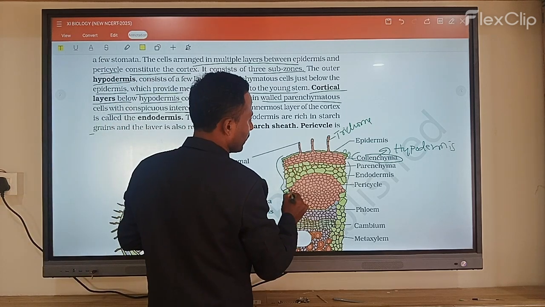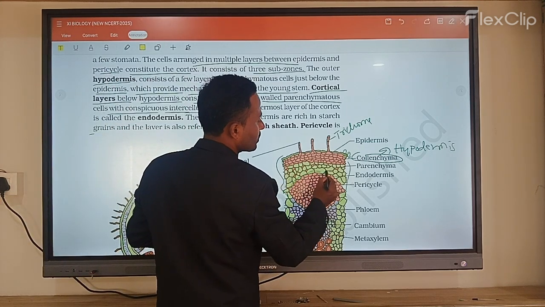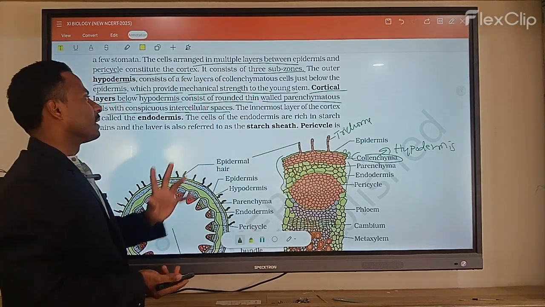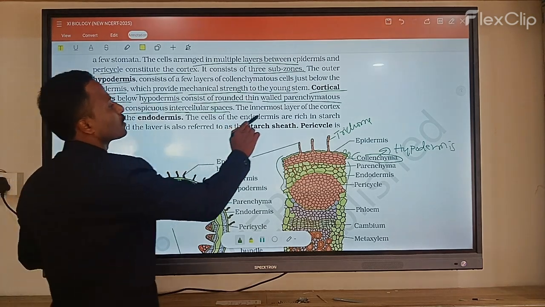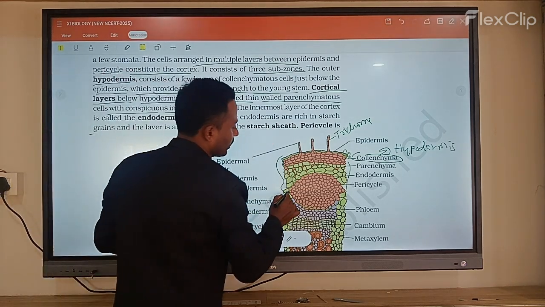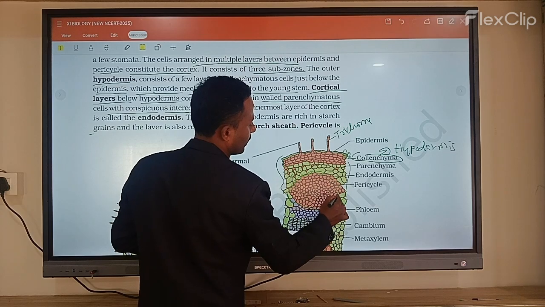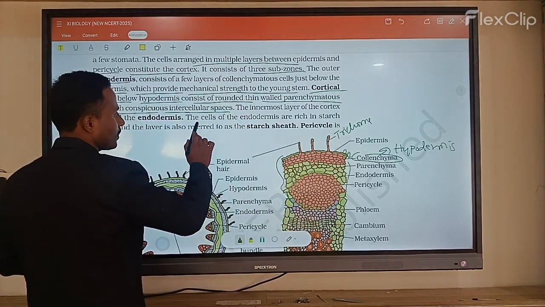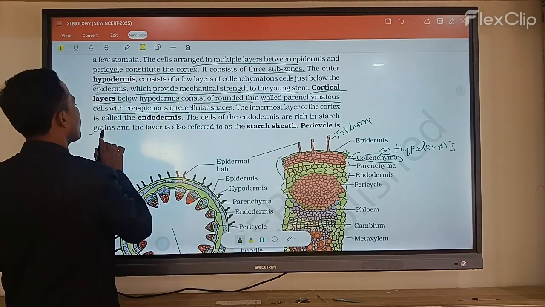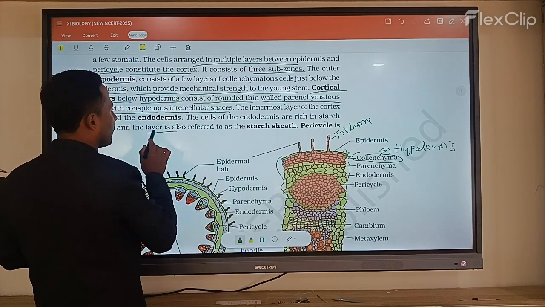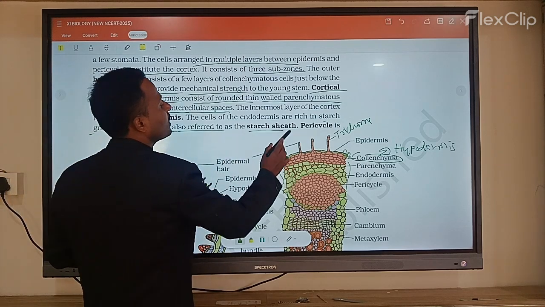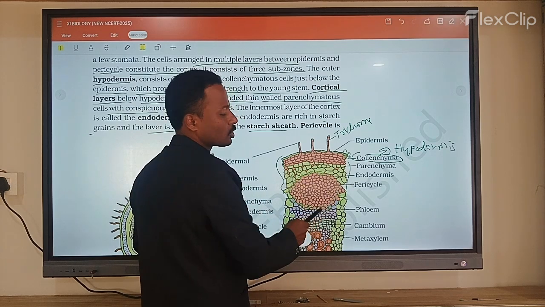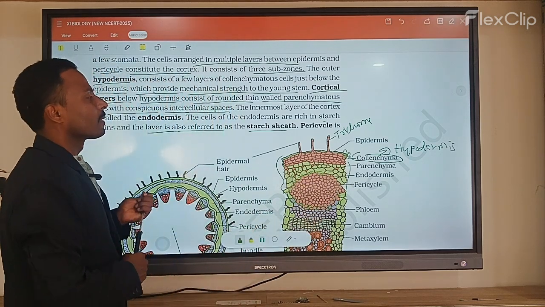The few layers of parenchymatous cells present here are a part of the cortical cells. Now, the innermost layer of the cortex is called the endodermis. The cells of the endodermis are rich in starch grains, forming a starch sheath. So this layer is made up of starch grains.